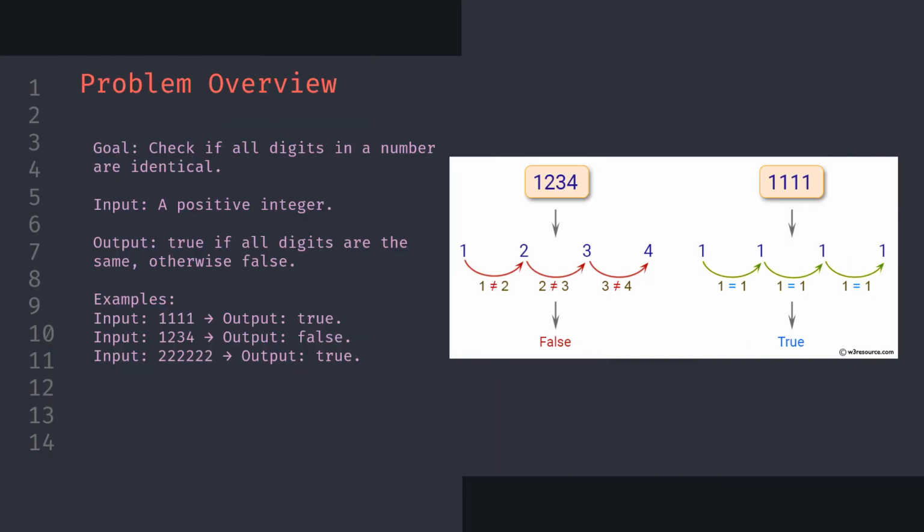The task is to determine if all digits in a number are the same. For instance, if the input is 1111, the program should return true. However, for 1, 2, 3, 4, since the digits are different, it will return false. Let's see how we can implement this efficiently.